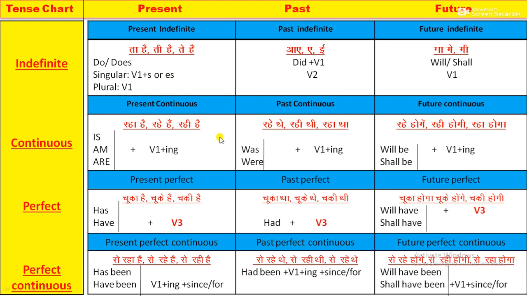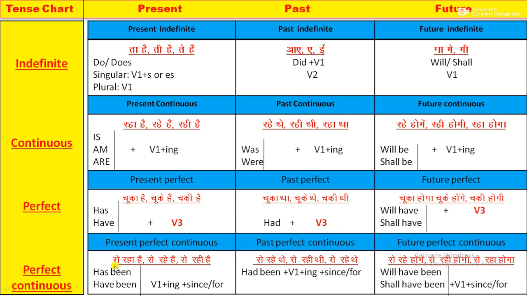Only difference is in present you are using hai, in past you are using tha, and in future you will use ga. Same way in perfect tense, in present you are using chuka hai, in past you are using tha, in future you are using ga. Same in present perfect continuous, you are using hai, then tha, and then ga.